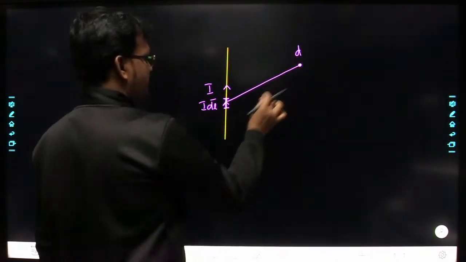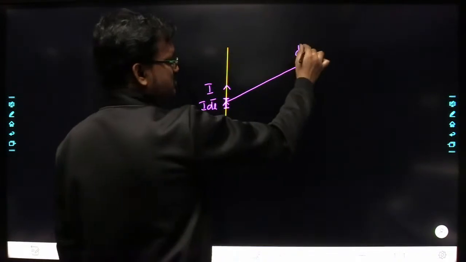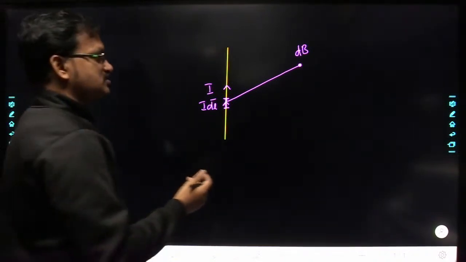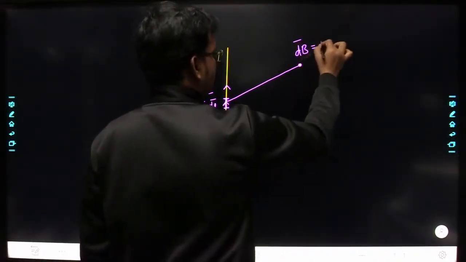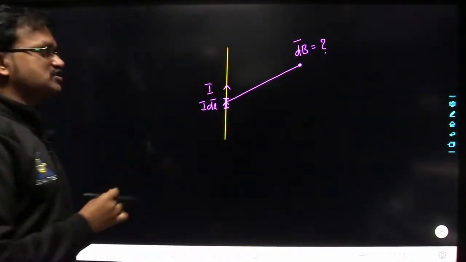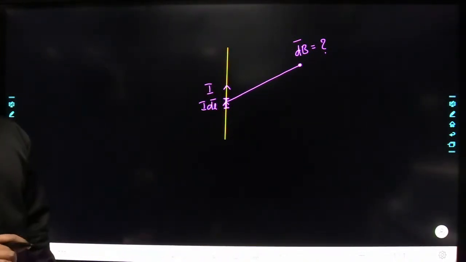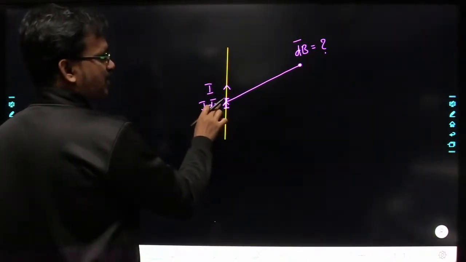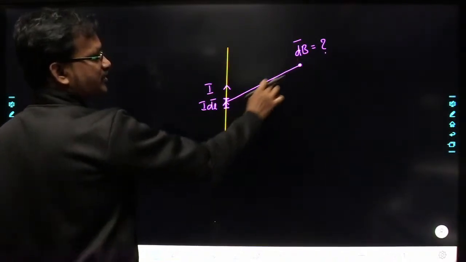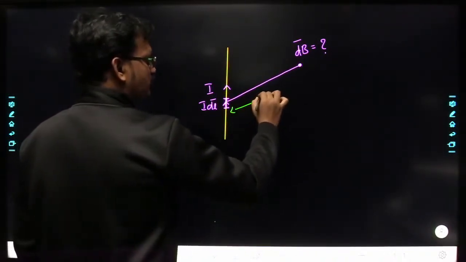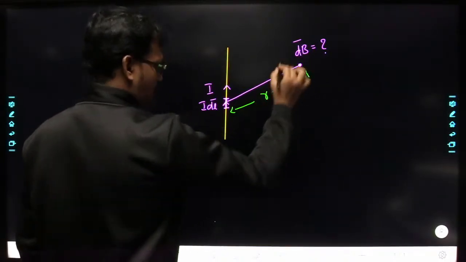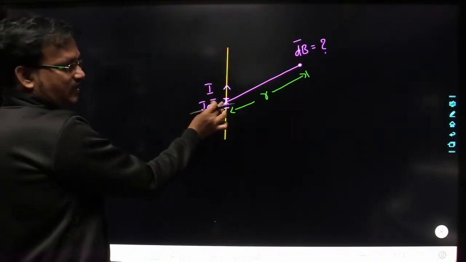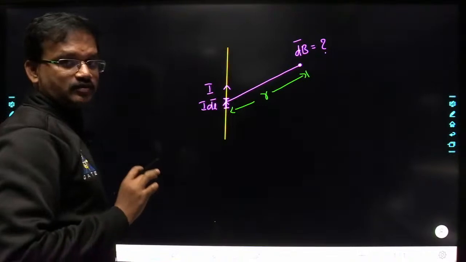since this is the B field due to a small differential current element, I am considering this as what? A small differential B field, so that is dB bar. So here I want to determine this small differential B field due to a small differential current element. Understood? Now here the distance from the current element to the point where you are trying to determine the B field, we are considering it as R. So R is the distance from the small differential current element to the point where you are trying to determine the B field. Understood?